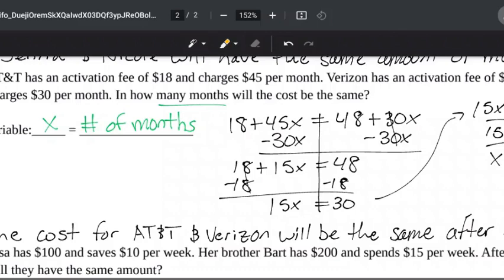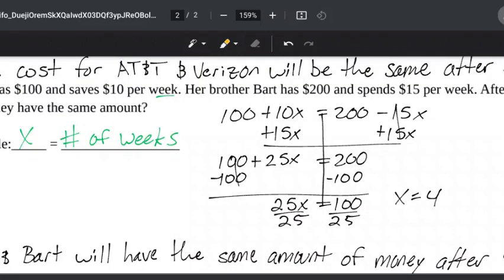Okay, pause here. Try number 3. Come back, check your answer. See you in a few. Okay, welcome back. So, Lisa has $100 and saves, so that's why we are doing 100 plus 10x per week. And Bart has $200 and spends or subtracts $15 per week. They are parts that are equal because it's saying when are they going to have the same amount. After we solve, we get x equals 4, which then our final answer will be Lisa and Bart will have the same amount of money after 4 weeks.